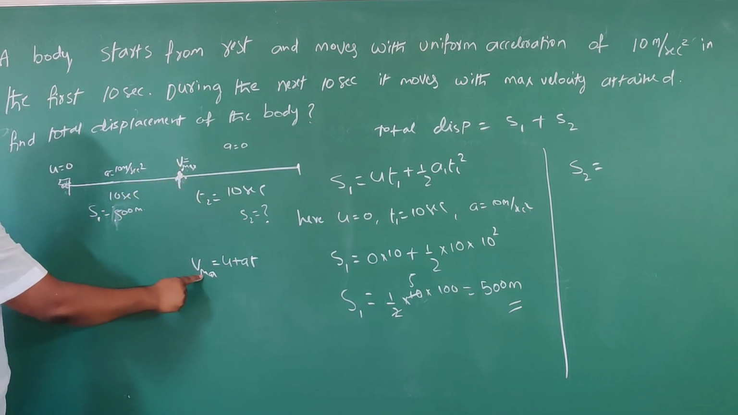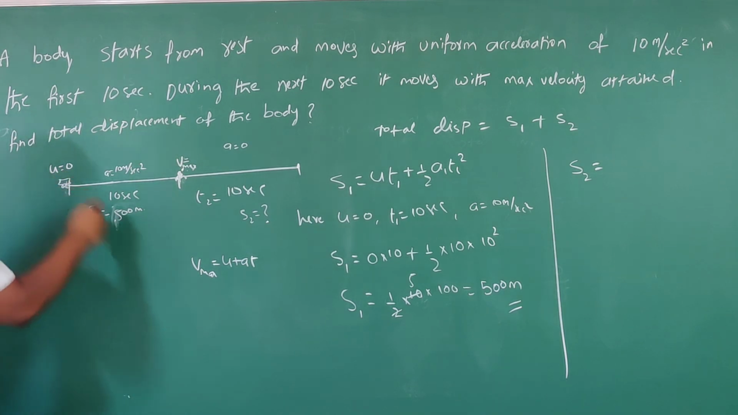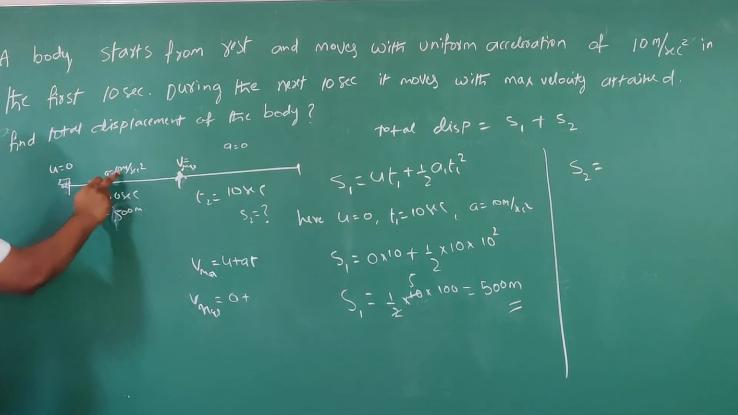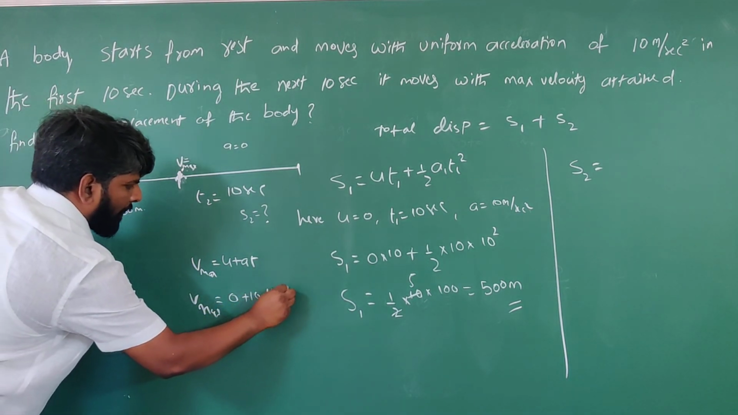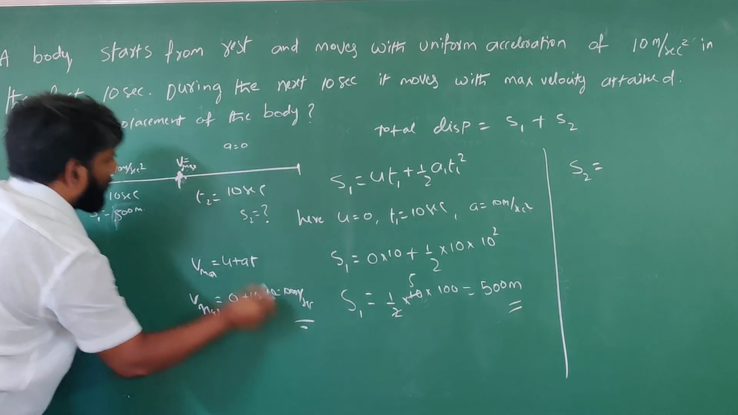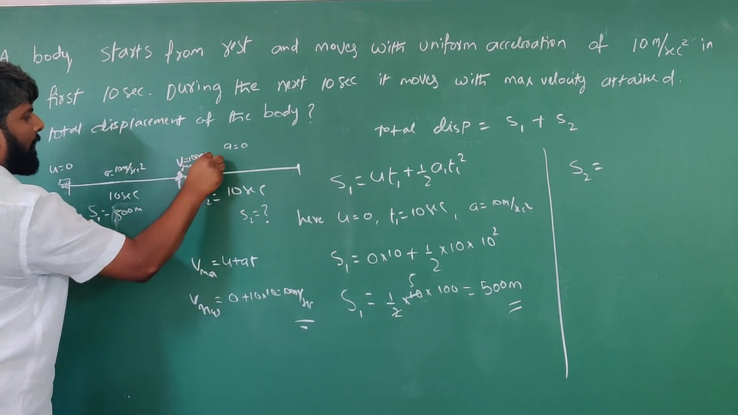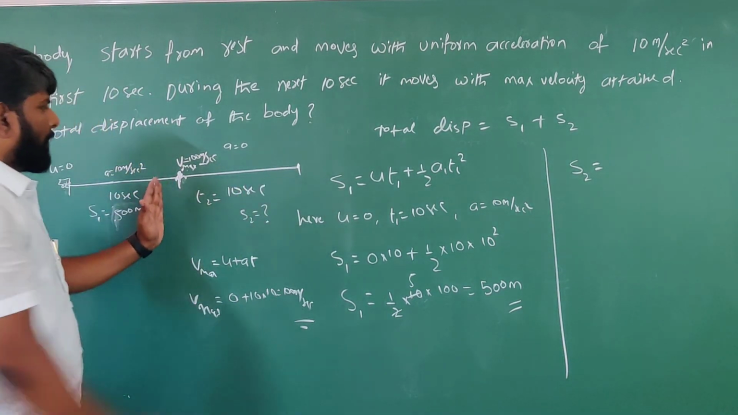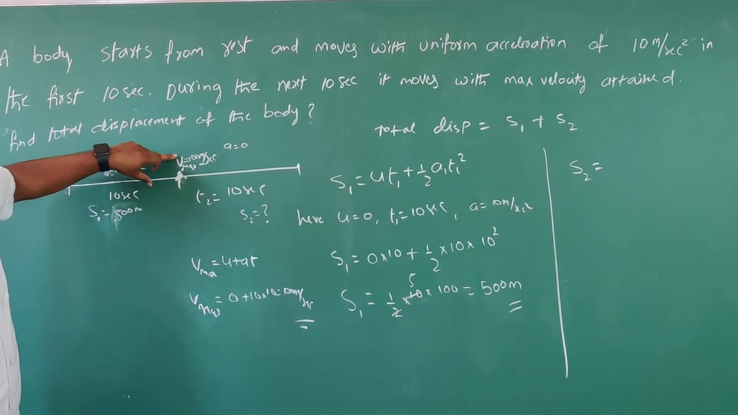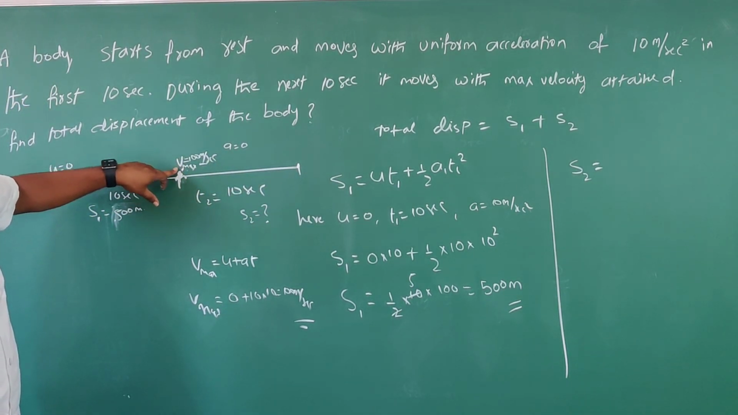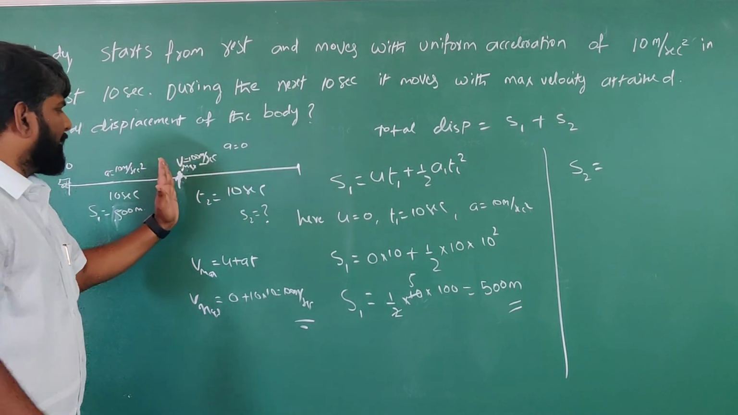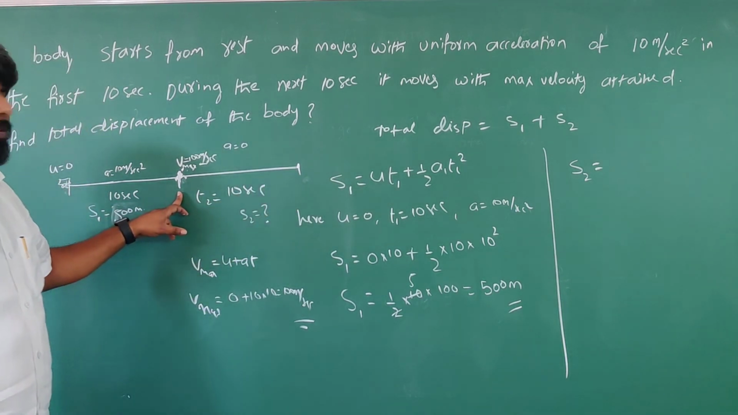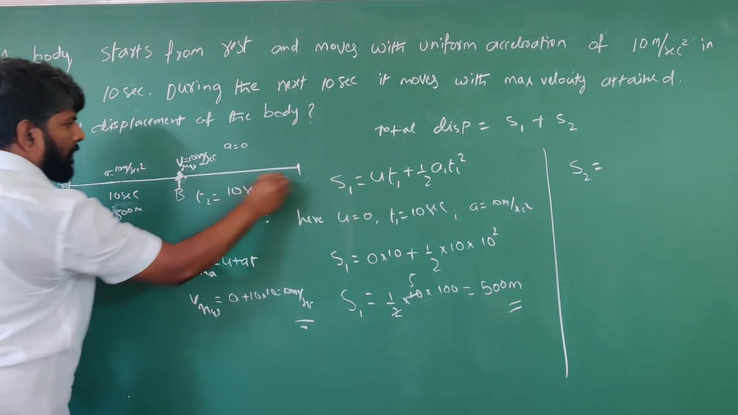So V equal to U plus AT. U is 0. V maximum is equal to 0 plus acceleration 10, time 10, which is 10 into 10, 100 meter per second. So here velocity is 100 meter per second. Now observe, in this case S2 is equal to, the velocity is going to become initial in this part and final in the previous part. Don't get confused.